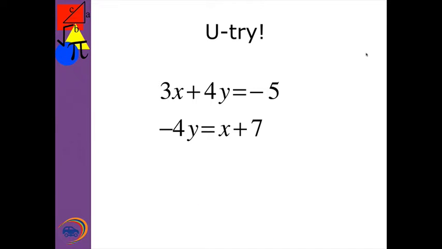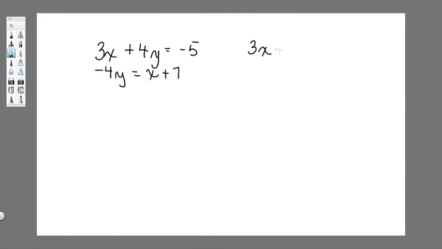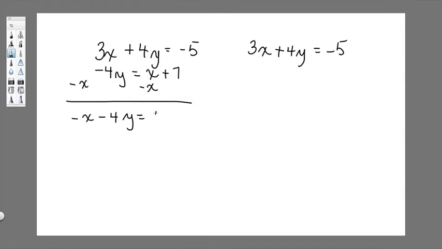Welcome back. Let's go to our slates and let's work this problem. So I have 3x plus 4y is equal to negative 5. I have negative 4y is equal to x plus 7. So I'm going to keep the first one the same because it looks like a nice tidy format. So I'm going to move the x to the other side. I'm going to subtract x from both sides. So I get negative x minus 4y equals 7.